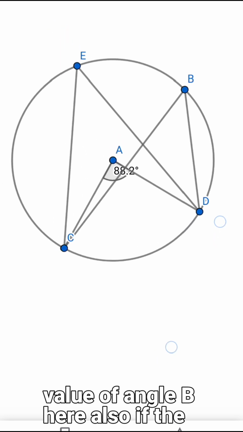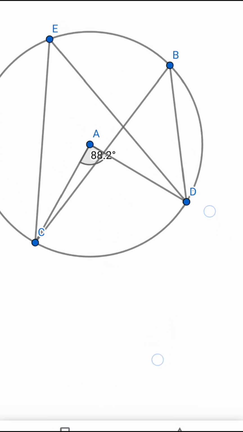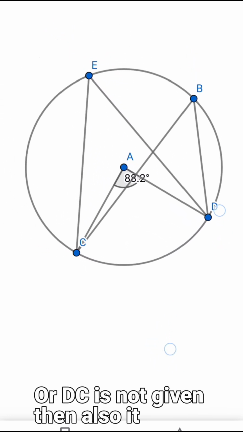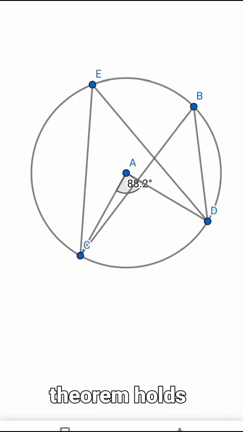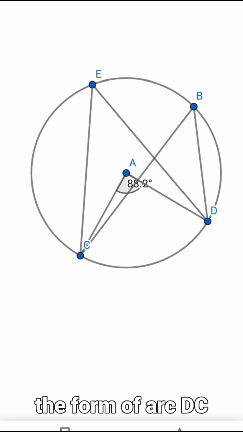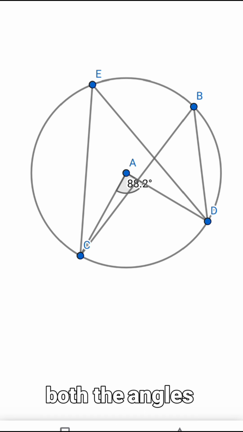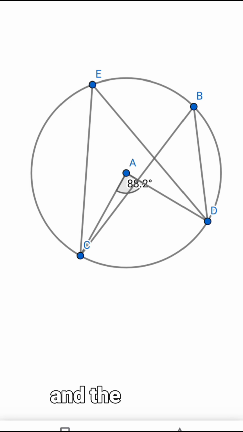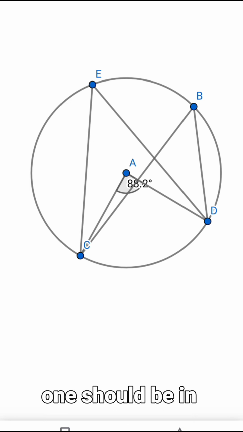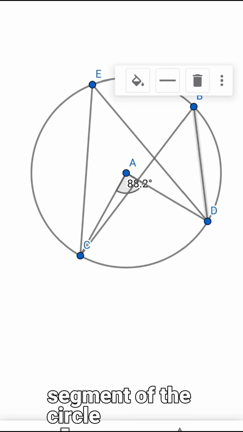Here also if the endpoints are given and chord DC is not given, then also it doesn't matter because the theorem holds good even in the form of arc DC. But the only condition is that both the angles, the center one and the circumference one, should be in the same segment of the circle.